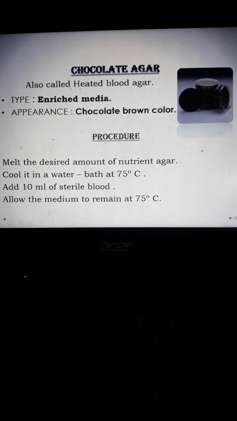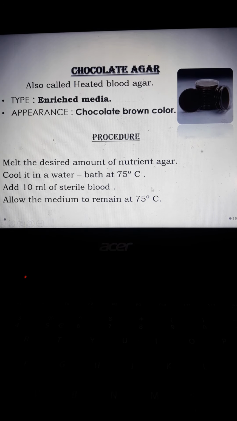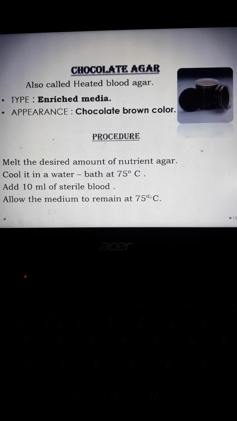We have chocolate agar, also called heated blood agar. So, enriched media, chocolate brown color. Okay? So, ang procedure niyan, melt the desired amount of nutrient agar, cool in a water bath at 75 degrees Celsius, then add 10 ml of sterile blood, allow the medium to remain at 75 degrees Celsius. So, usually makita mo parang luto na dinuguan, pag i-heat mo na ang blood, usually ang itsura niya chocolate na.